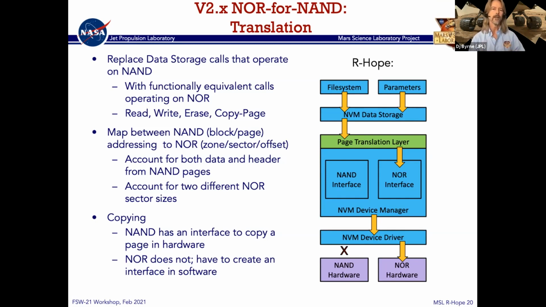So deal with that. Also for copying, the software knew there was a hardware function within the NAND chip itself for copying a page. So it would just say, oh, make a copy of this page. And we would have to obviously emulate that in software. Next slide.